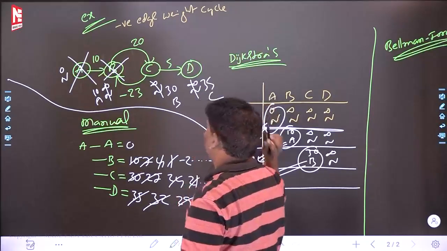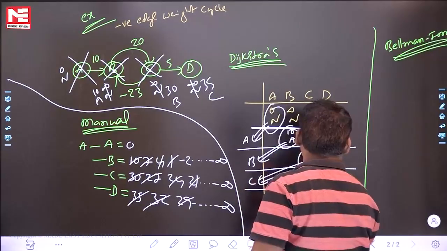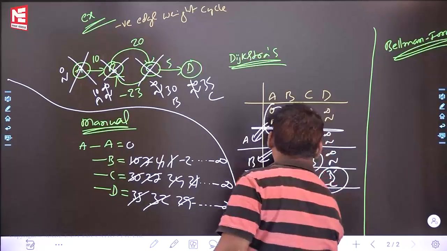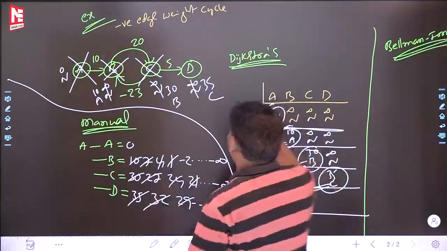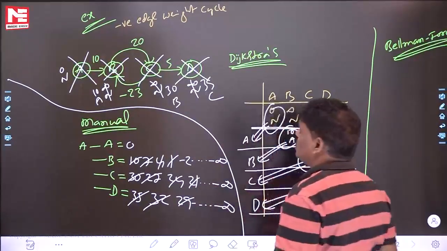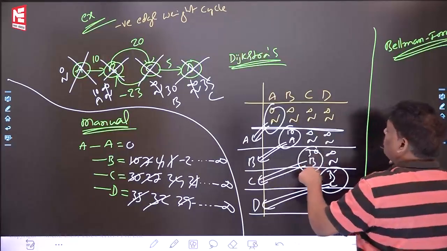From where? C. I think now C also deleted. What is this value? 35. Now let me delete. D also deleted. No one is there. Stop it. Now I am stopping. After stopping, please verify.